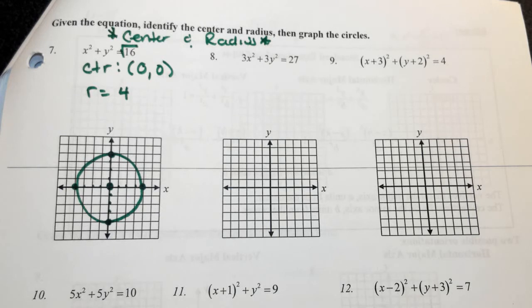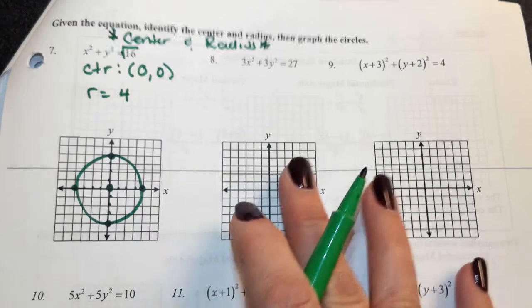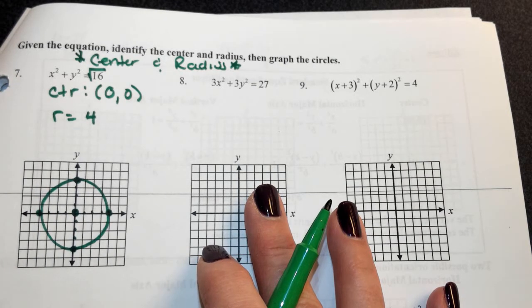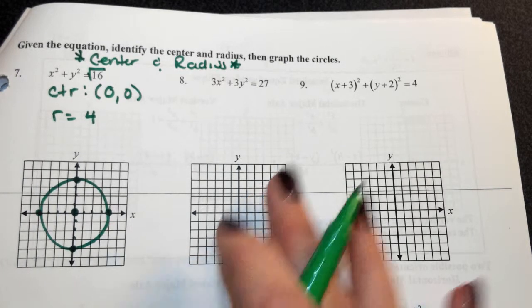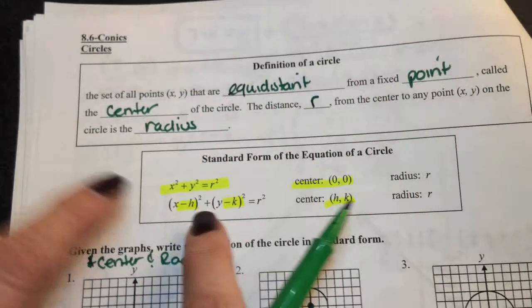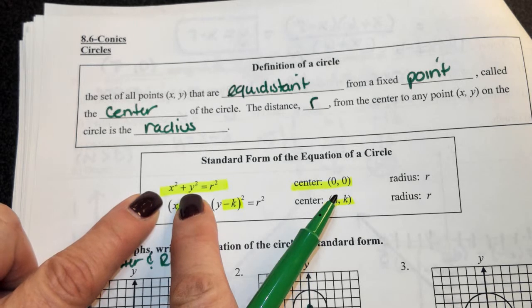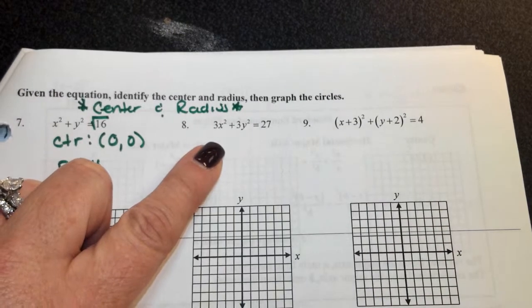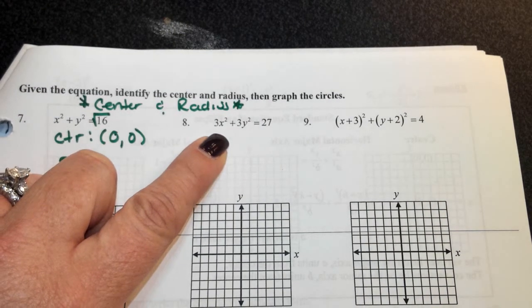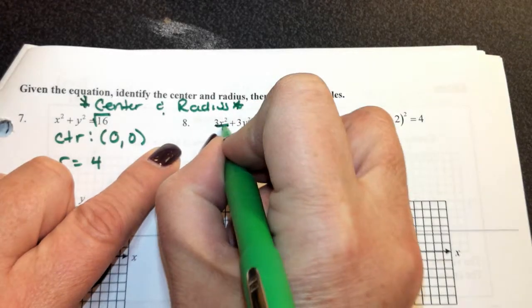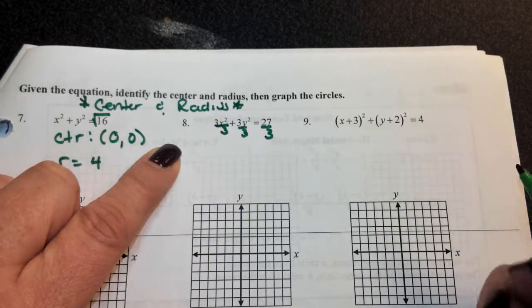No. Okay? Now, looking at number 8, ladies and gentlemen, before you can identify the center and the radius of a circle, you've got to make sure the equations are written in standard form. Remember, in standard form, the coefficients of x and y have to be a positive 1. So looking at example number 8, before you can identify the center and radius, you have to get x squared and y squared by itself. So what are we going to have to divide everything by? 3. So you may have to do some algebra manipulation to get it in standard form.